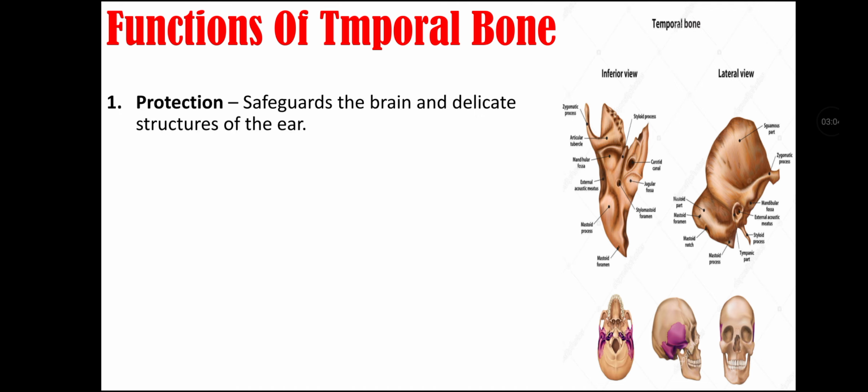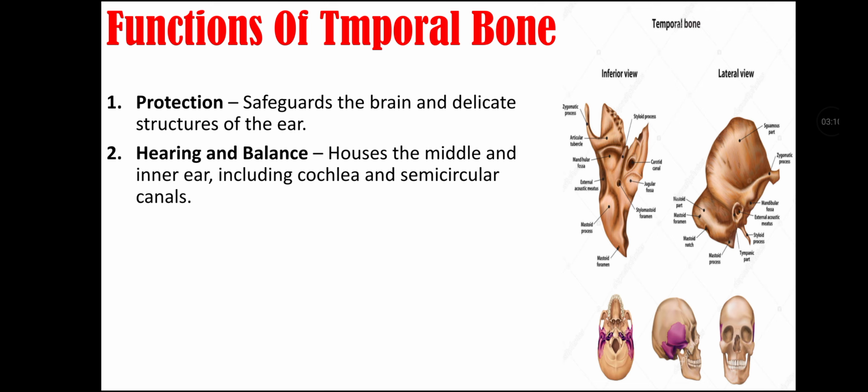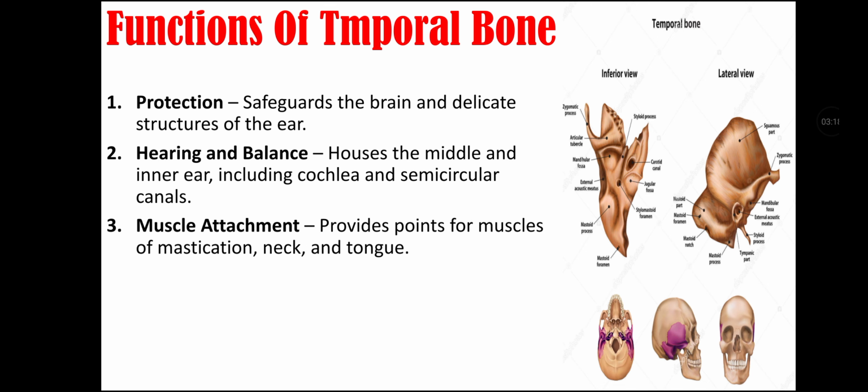Functions of temporal bone. First function is protection, as this bone safeguards the brain and delicate structures of the ear. Second function is hearing and balance, as this bone houses the middle and inner ear, including the cochlea and semicircular canals. Third function is muscle attachment, as this bone provides points for muscles of mastication, neck, and tongue.